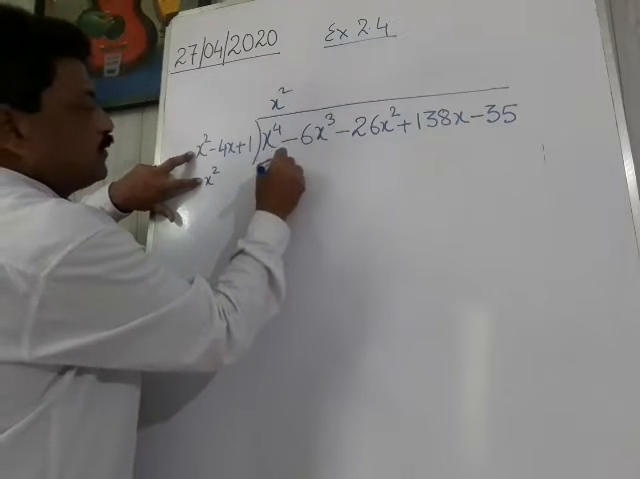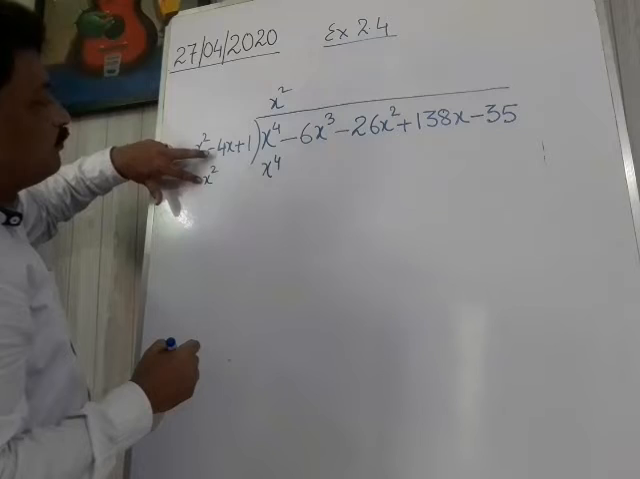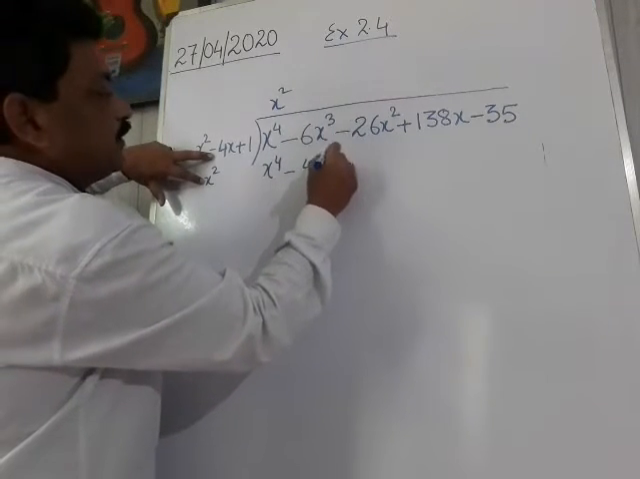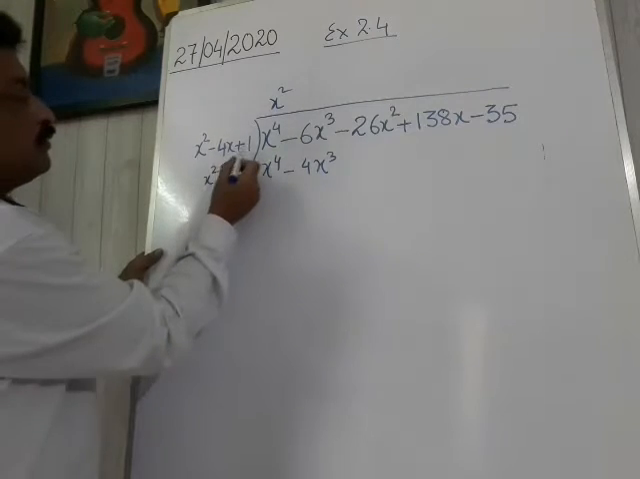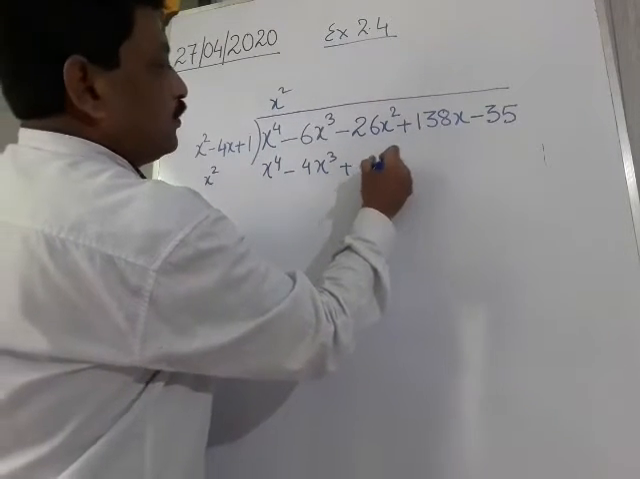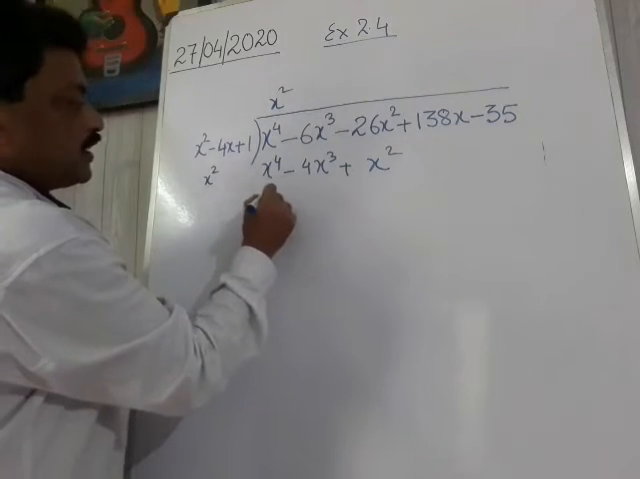So x to the power 4, then x square will be multiplied with minus 4x. So it will be minus 4x cube. Similarly, x square will be multiplied with 1 also. So it will be only x square. Then the sign will be changed.